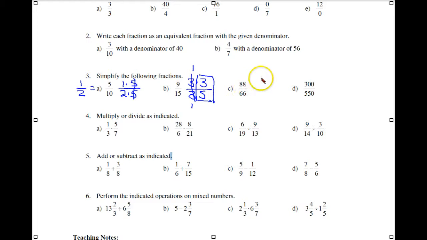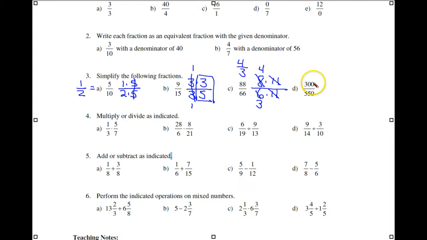Now for this one, you might see 8 times 11 and 6 times 11. So the 11's would make a 1, but we can also factor out through canceling a 2 out of each one of these. 2 goes into there 4 times, 2 goes into there 3 times, so letter C is 4/3 simplified. Theoretically, I could have taken a 22 out of each one.